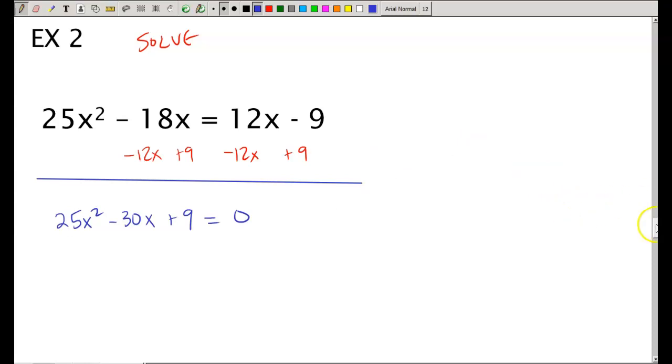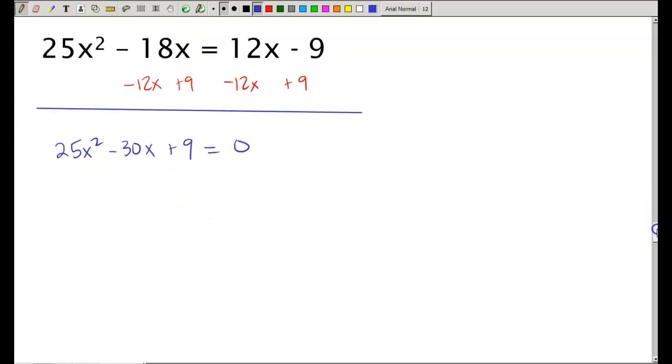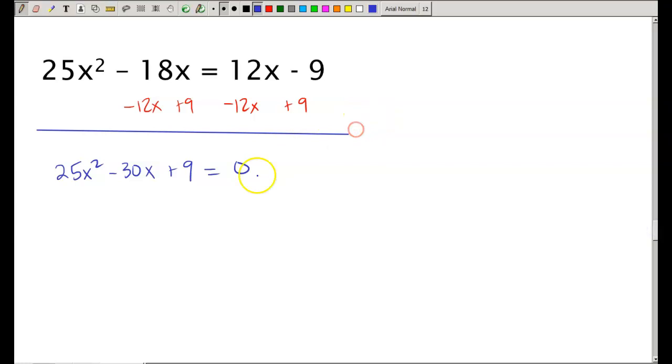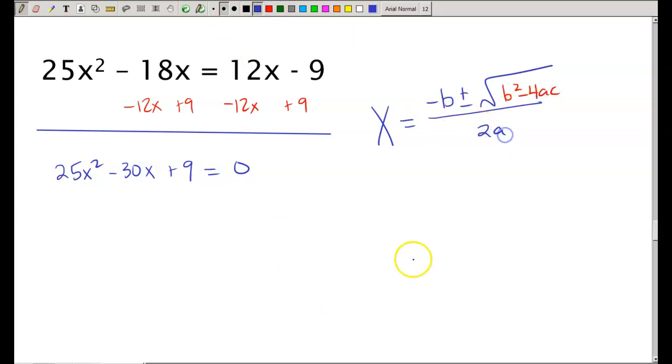Again, we could try to factor this and solve, but we are going to go right to the quadratic formula. So the quadratic formula, again, is negative b plus or minus the square root of b squared minus 4ac, which, that red part is what we call the discriminant, and that's all divided by 2a. So this is our answer here. This is what we're going to plug in.